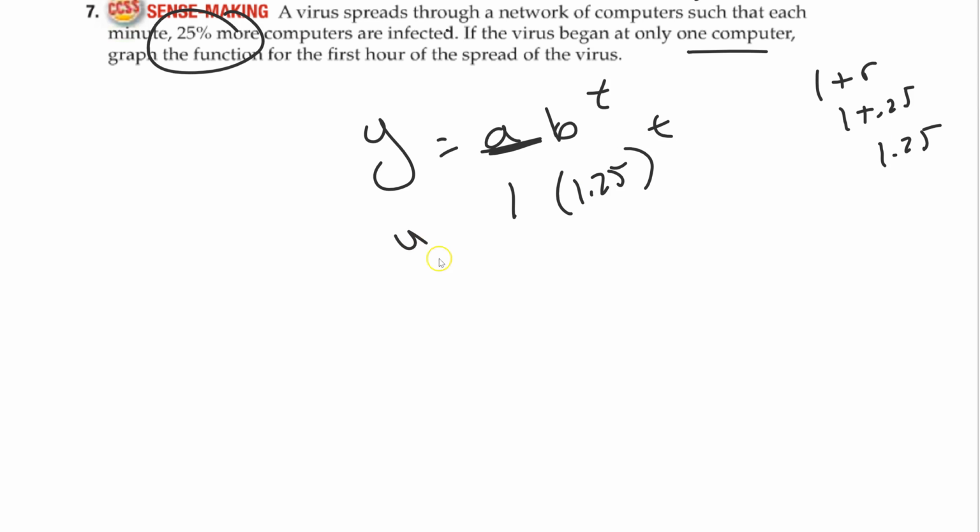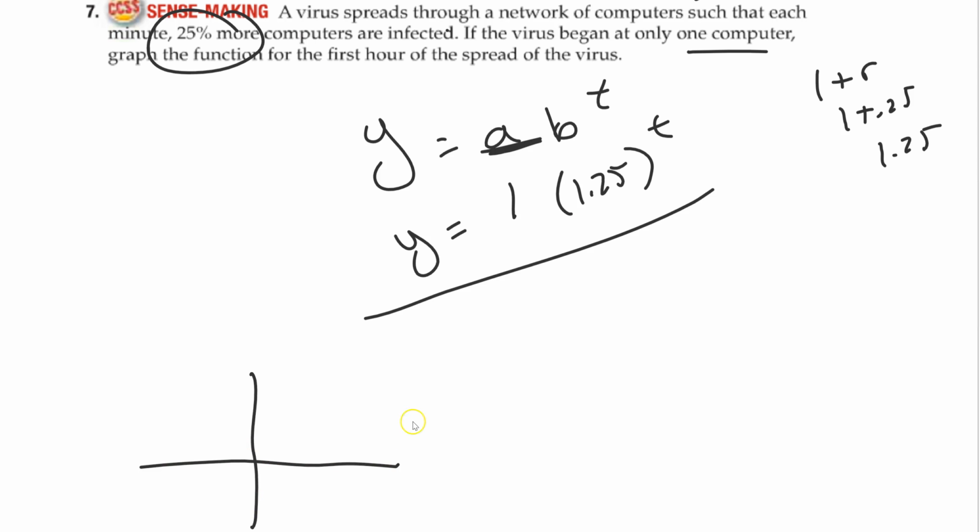T. Now the problem: I want to figure out how much it spreads in the first hour. So they want me to graph the first hour. We'll do a basic graph here. Plus 0, so my horizontal asymptote is at 0. A is 1, so I'm going to cross out 1. And my B is 1.25, so it's a growth. So again, we're just doing a sketch that looks kind of like this.